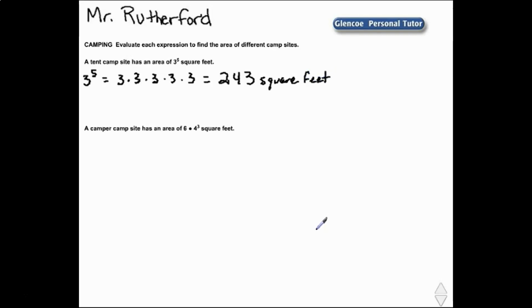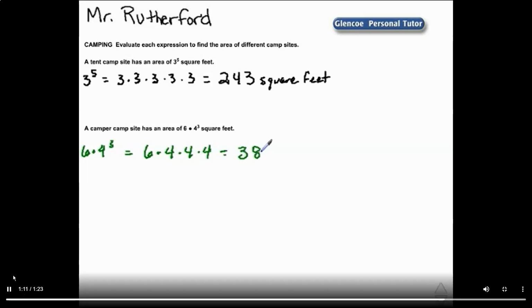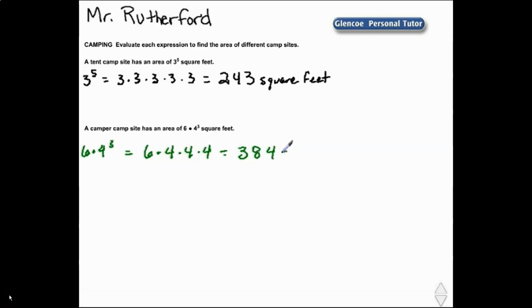A camper campsite has an area of 6 times 4 to the 3rd square feet. So in this case, we can rewrite 6 times 4 to the 3rd as 6 times the product of 3 4's. So if we find the product of 6 times 4 times 4 times 4, this is equal to 384. And so the camper campsite will be 384 square feet.